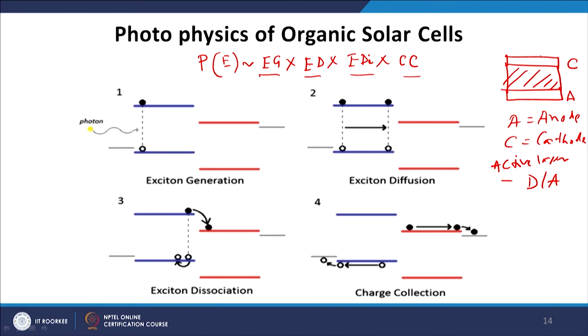Now, let us say this side is transparent, so light falls on from this side. What will happen? Donor material will absorb the light and it will generate the exciton, the bound electron hole pair. That is my first process, exciton generation. EG stands for exciton generation.